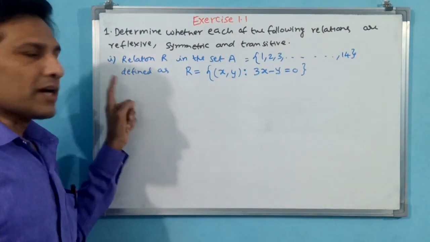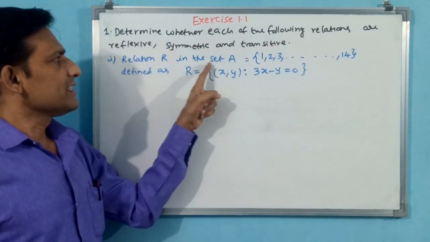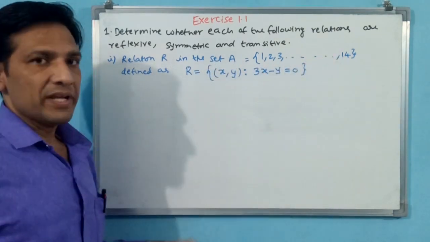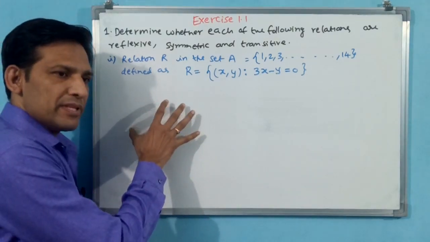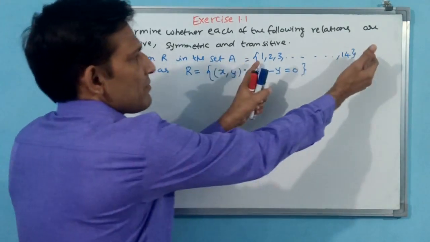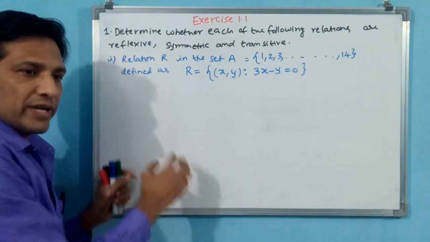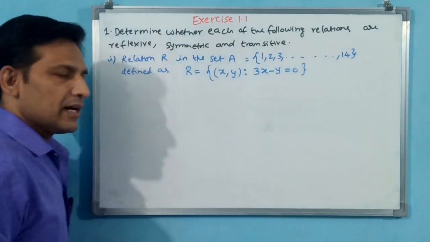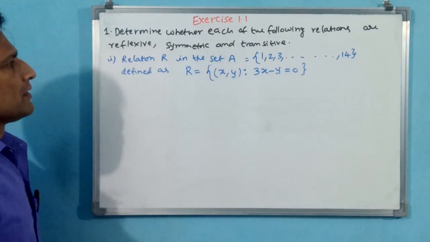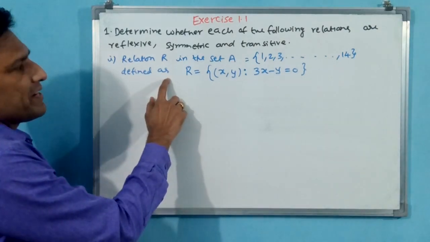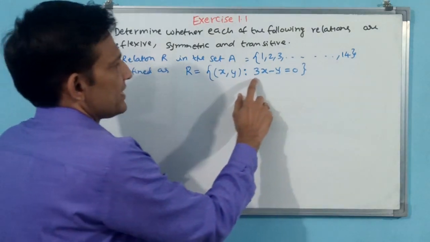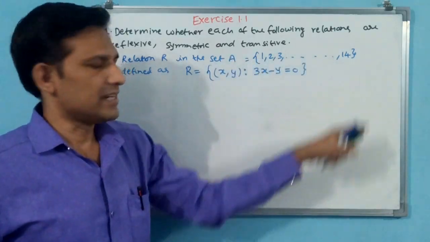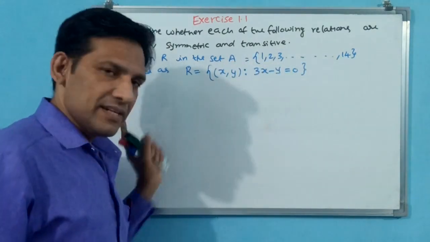Question number 1, first part. The relation is in the set A equal to 1 to 14. Whatever relation we make, we have to make from this set A only. That means we have to take elements from 1 to 14 only. Keep that in your mind. The relation is defined as 3x minus y equal to 0. This is the relation, and this is the set. From this set we have to make this relation.